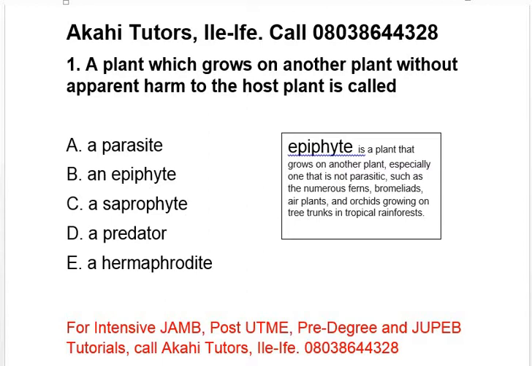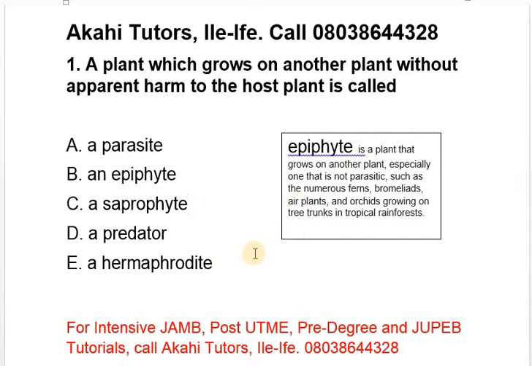As you know, a parasite is a living organism that lives in or on another organism called a host and causes harm to the host. Option B, an epiphyte, is a plant that grows on another plant, especially one that is not parasitic. It grows on another plant without causing any harm, staying there just for support.